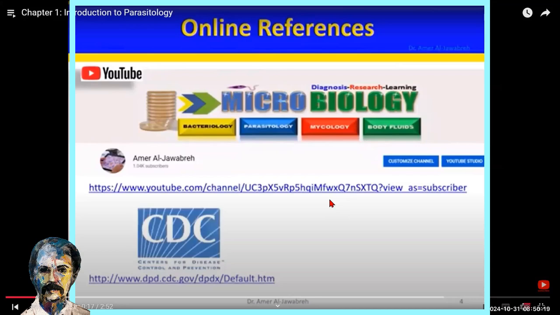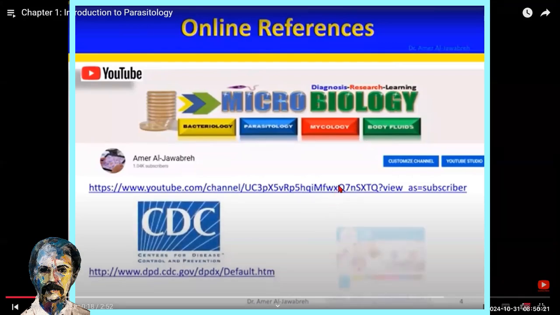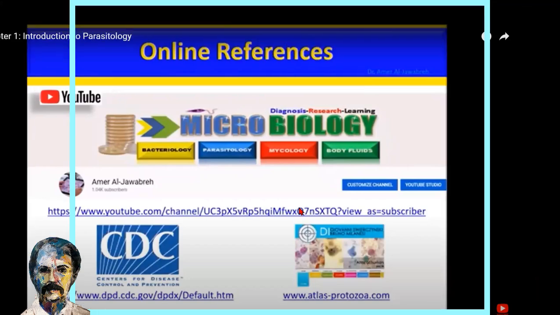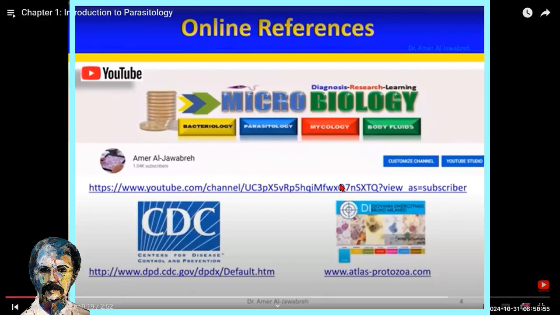So the CDC is a very important website to follow. We also had images from an Italian website, Atlas. Some of our images and pictures, which we don't have, I mean, you don't expect yourself to have everything. Others will complete your work. One of these websites is this one, the Atlas, I think it's Italian, atlas.protozoa.com. I also use this website. So you can refer to all of these. If you have time, go over them. If you don't have time, you can just go to my channel and that's all. It depends on how much time you have.